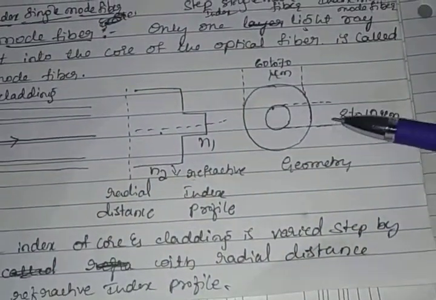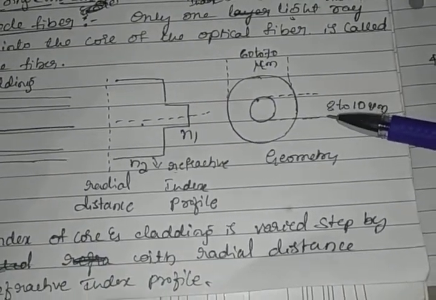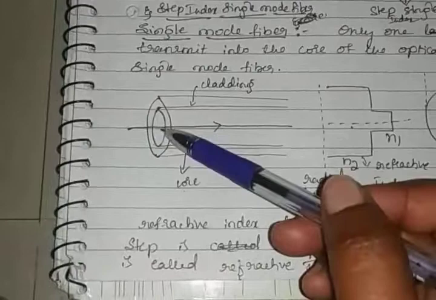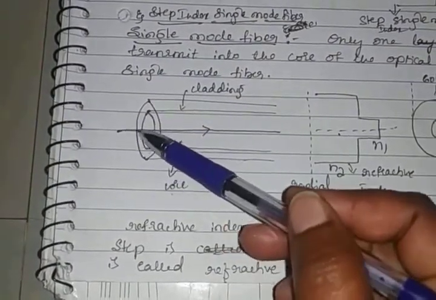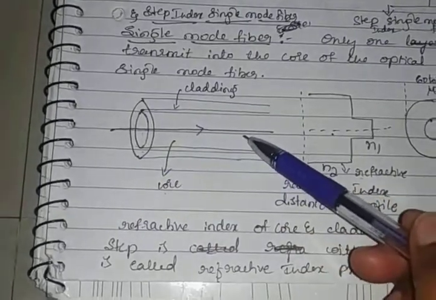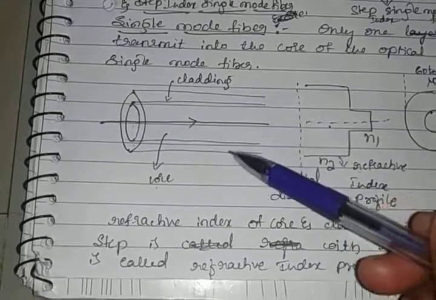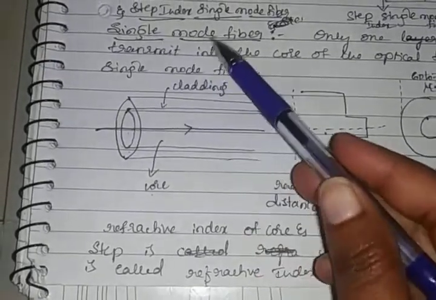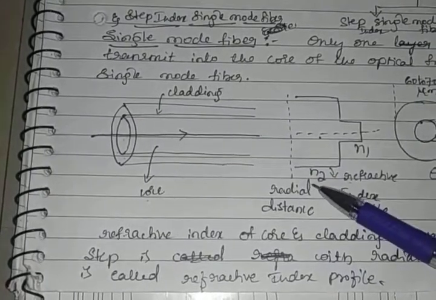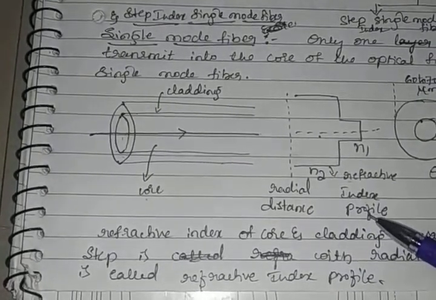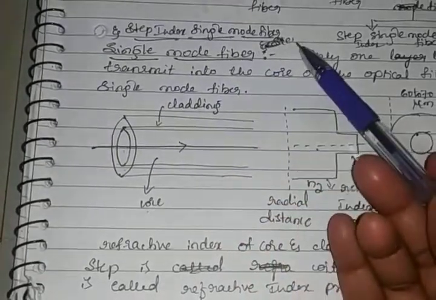Okay, so this type of fiber has a small diameter. There is only one light transmitted into the core of the optical fiber. Such type of fiber is called single mode fiber, and also it is varied by step refractive index profile, so it is called step index single mode fiber.